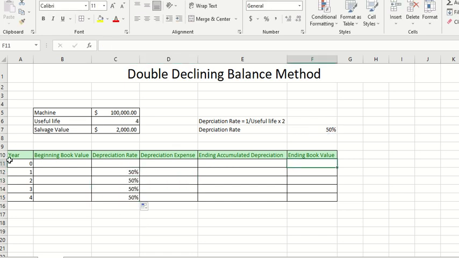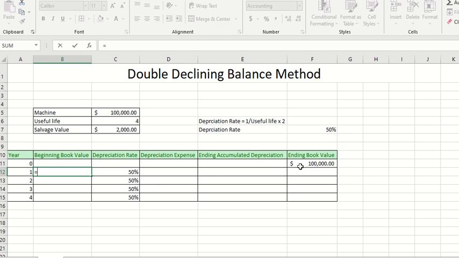Now, the first year is year 0. We know that the book value of the machine is 100,000, so we put 100,000 in here. And this one is in dollars. Similar for this one, and this one. So for the first year, the beginning book value has the same value in here.